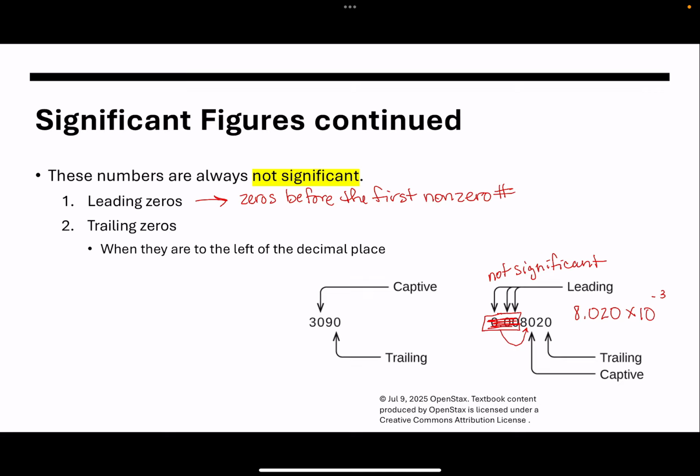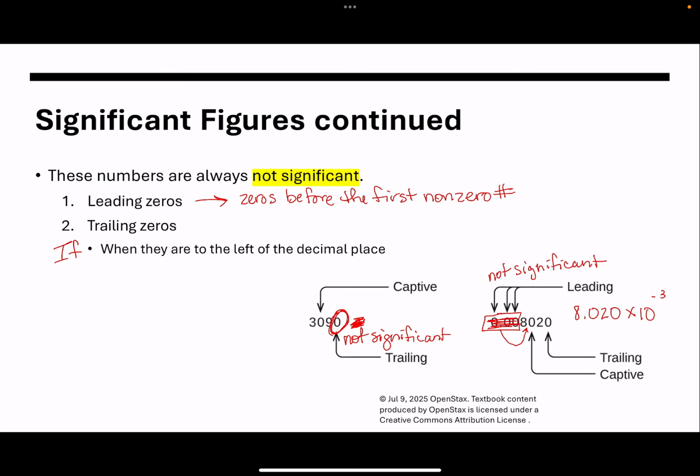Another not significant number are our trailing zeros if they are on the left of the decimal place. So like I told you in the last slide, this one, we have an assumed decimal right here at the end. This zero is to the left of the decimal, so it is not significant. To the left of the assumed decimal, it is not significant. Now, this means when they are assumed decimals, then it is not significant there.